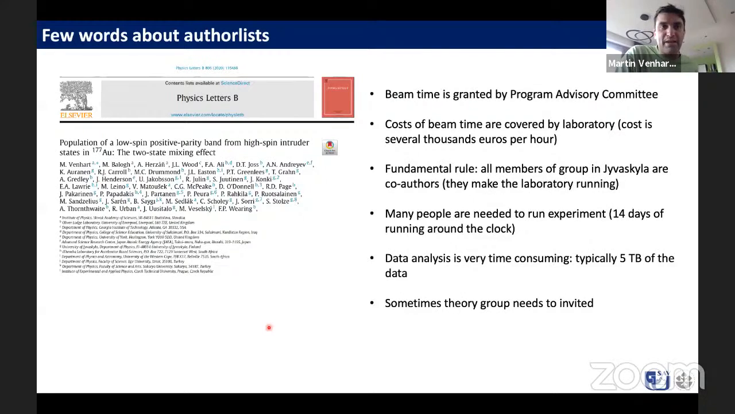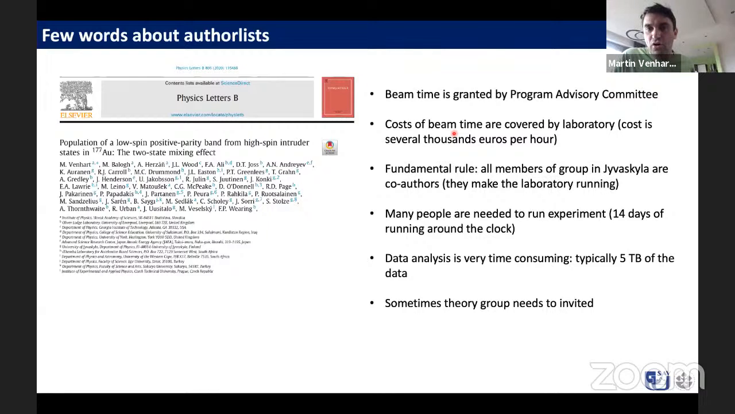A few words about our author lists, because they are very often discussed, that we have quite a huge research team. And for example, as it is seen here. So what are the rules for this? So first, the beam time is granted by the Program Advisory Committee of the laboratory, which is international, and it's very, very strict. And why does it need to be strict? Because the cost of the beam times is covered by the laboratory.